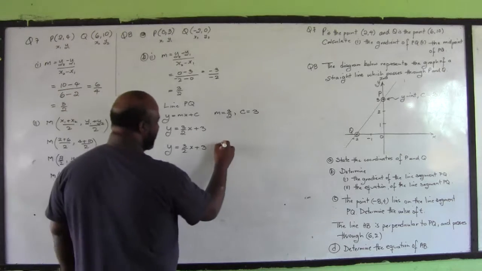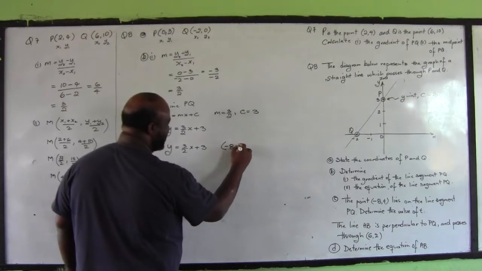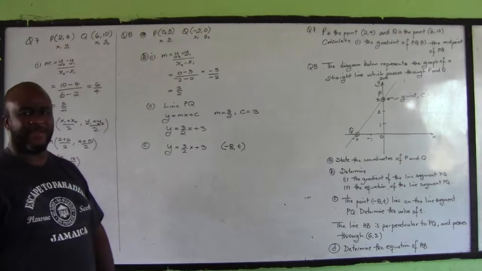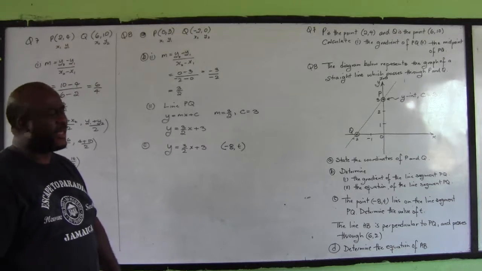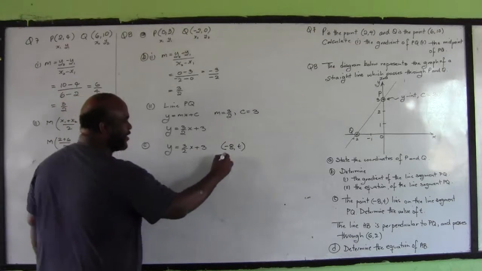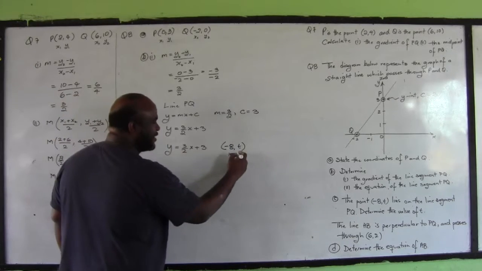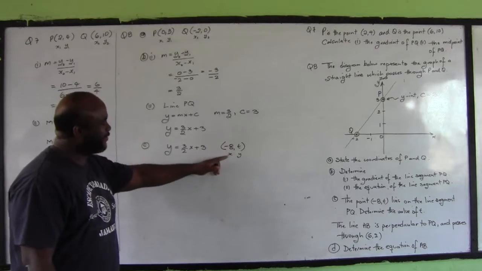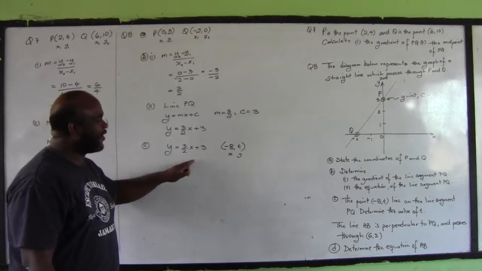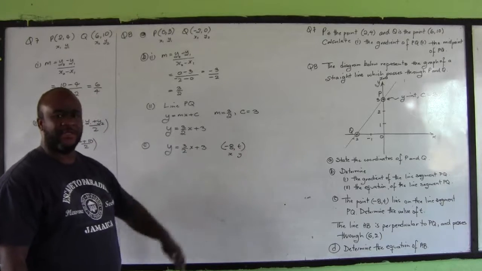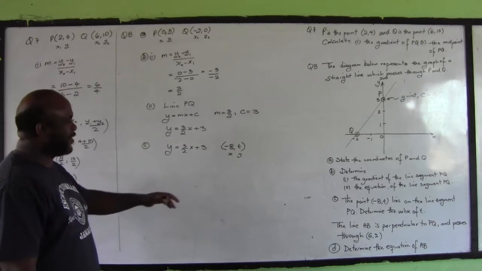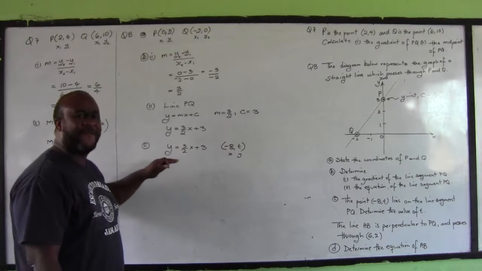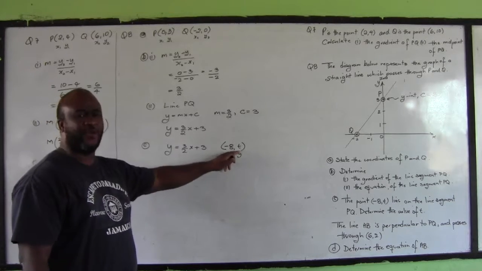And the point is what? Minus 8, t. So minus 8, t lies on this line. Can I show you what it means? It means that minus 8 is the x value and t is the y value. So you see, if I put x as minus 8 in the equation, the value of y I get is going to be t.